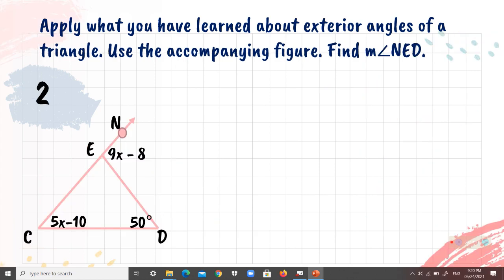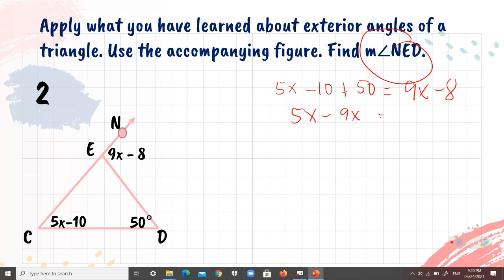Okay, next, number 2. Find the measure of angle MED. Okay, so of course you're going to solve first for the unknown variable. So you will have 5x minus 10 plus 50 equals 9x minus 8. Okay, so you will have your 5x minus 9x equals negative 8 plus 10 minus 40. Then 5x minus 9x is negative 4x equals we are going to add this.